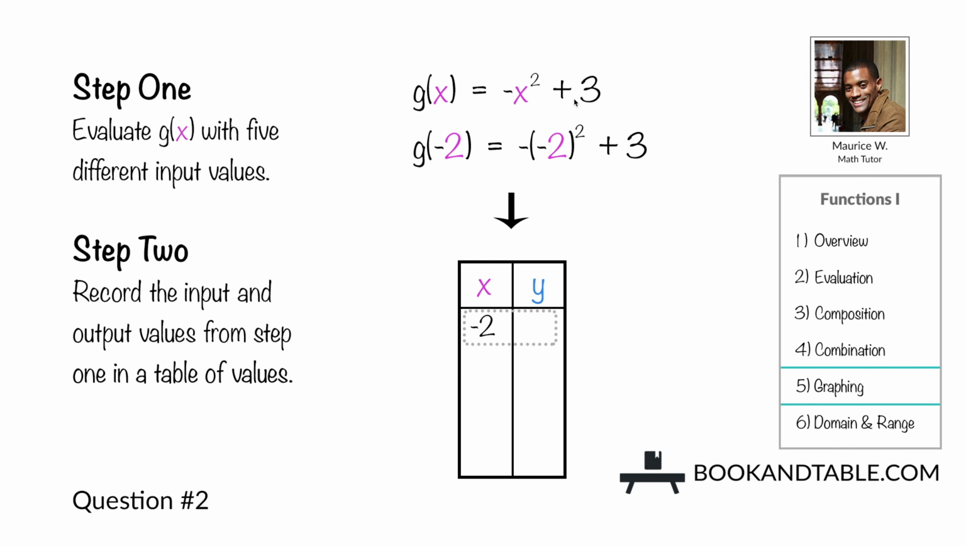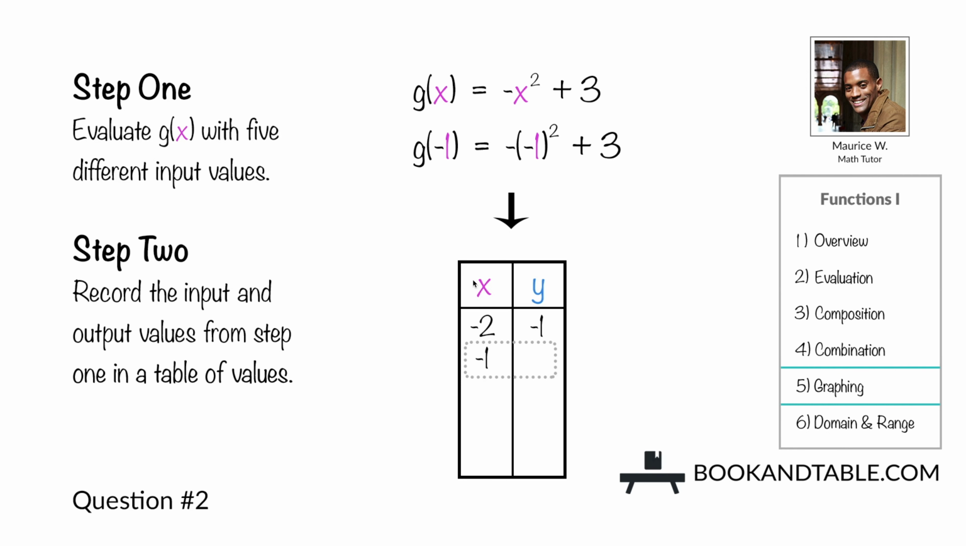And then step 2, record the input and output values from step 1 in a table of values. When we do this, we get g(-2) is equal to -1 times (-2) squared, which would be -4. -4 plus 3 is equal to -1. So our input value is -2 and our output value is -1.